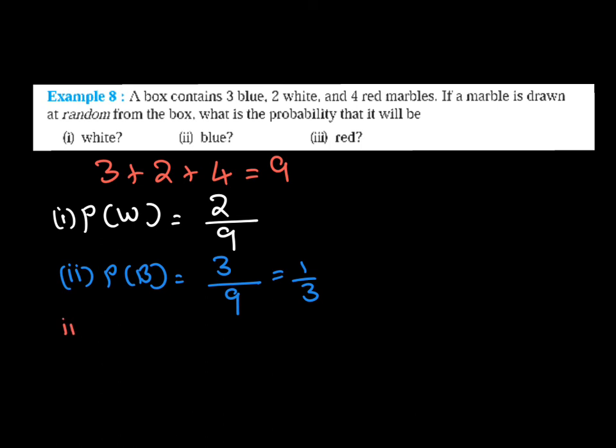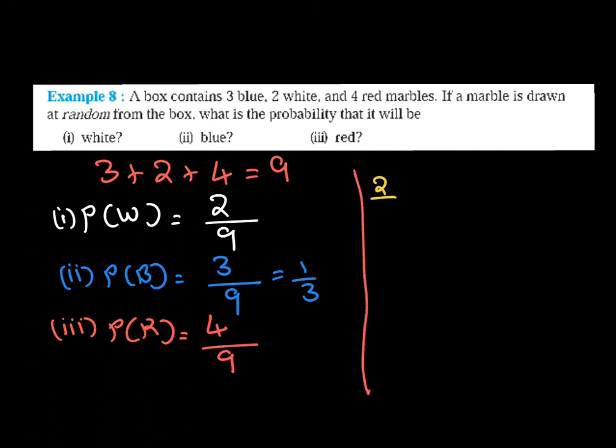Let's find out about the red marbles now. So the probability of red, total number of marbles 9. How many reds do we have? 4. So it's 4 over 9. Now, if you observe over here, 2 over 9 plus 1 over 3 plus 4 over 9 is going to be equal to 1. You see that? Always, the probability when you add them up has to land up to 1.